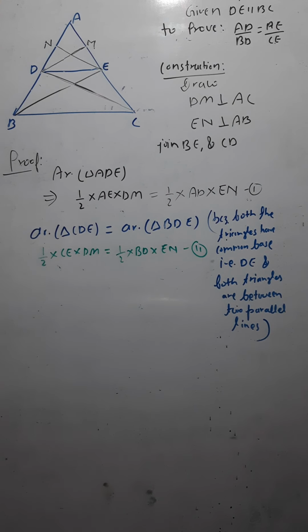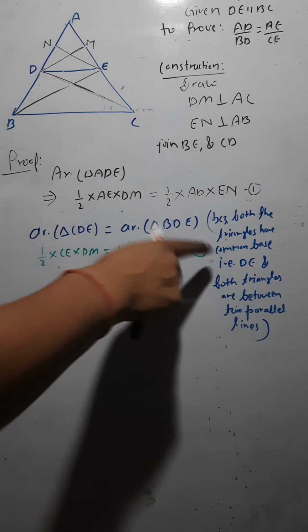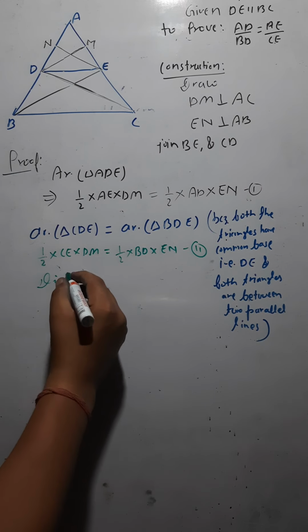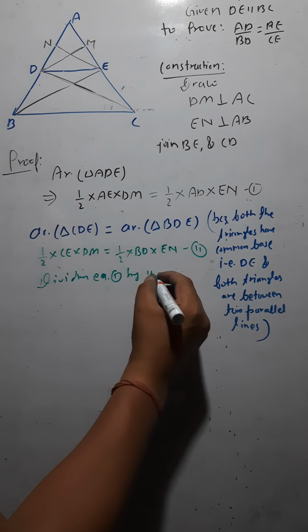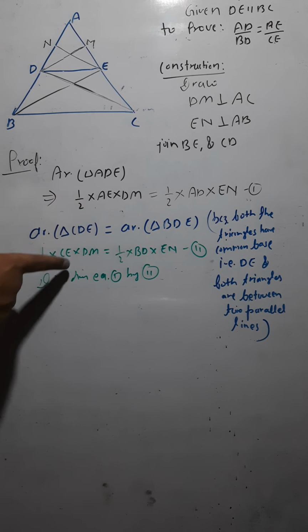Okay, now what we would do? Now we would just divide. We would divide equation 1 and equation number 2. So if you are dividing equation 1 by 2, so you are doing this by this.